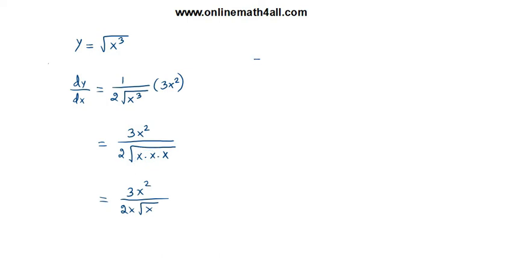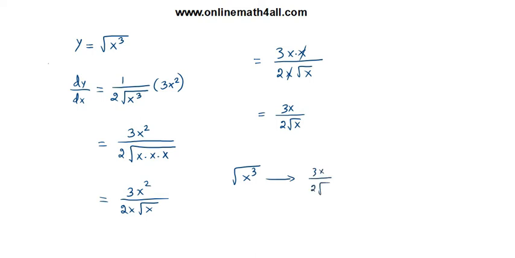Okay, in the next step what we can do is 3 times this x square can be written as x times x, divided by 2 times x times square root of x. So 1x here will cancel out. Finally we get 3x over 2 times square root of x. So the derivative of square root of x cube is 3x over 2 times square root of x. Let's look at one more example.